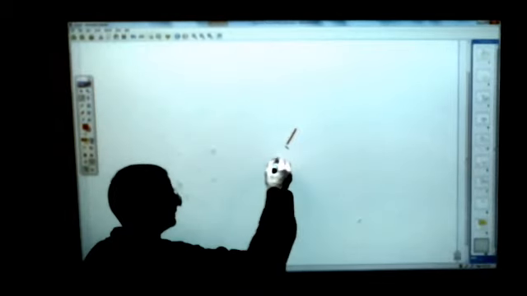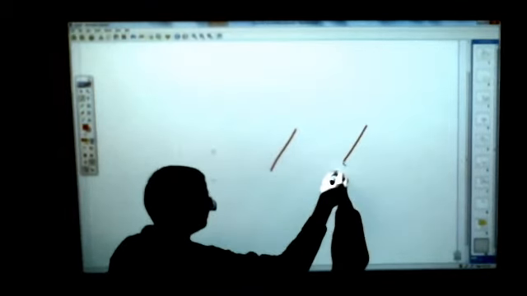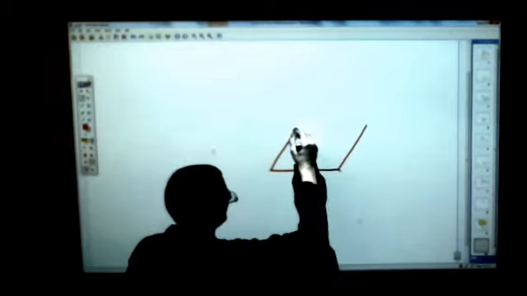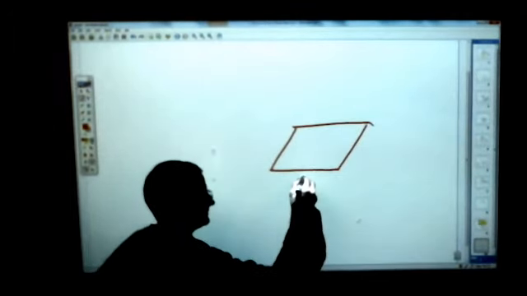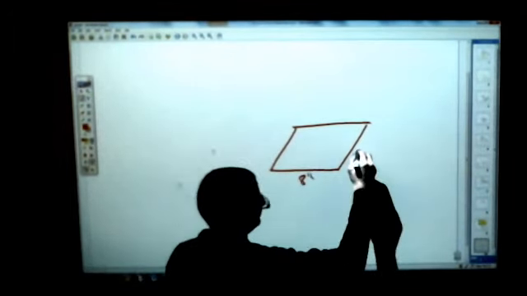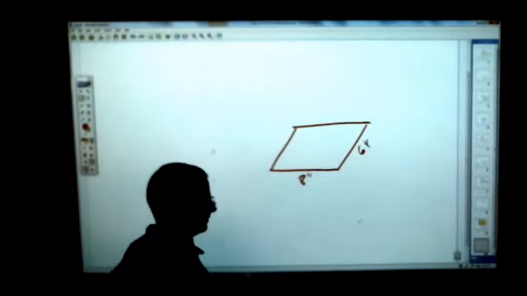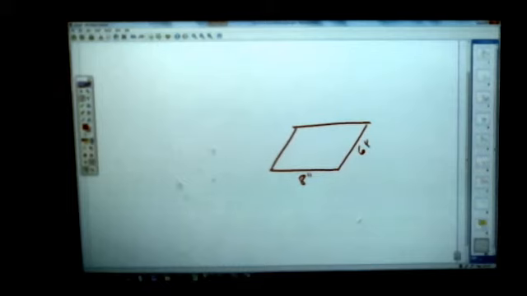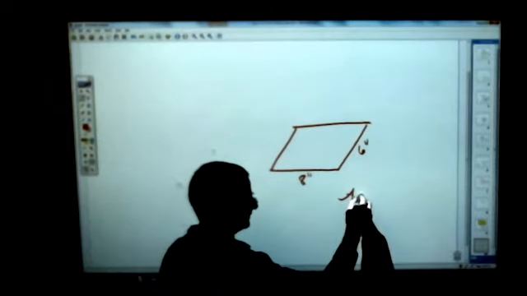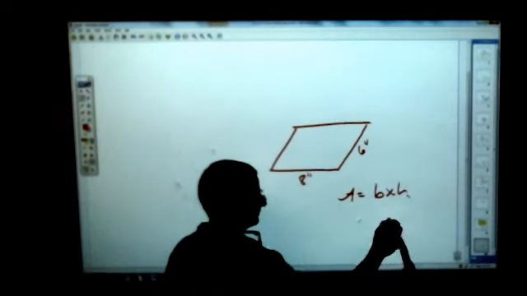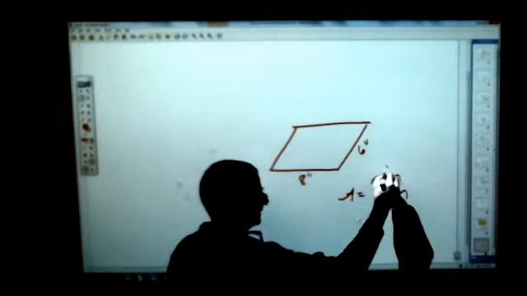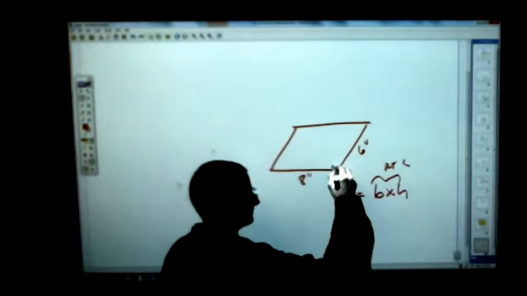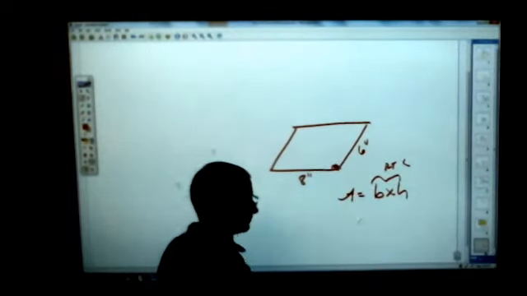If you are given a parallelogram and they tell you that this is 8 inches and this is 6 inches, you cannot find the area of that parallelogram based on the information you are given. Why? Because if the formula is area equals base times height, and these two have to form right angles, this is not a square corner. You can't use those two lines.